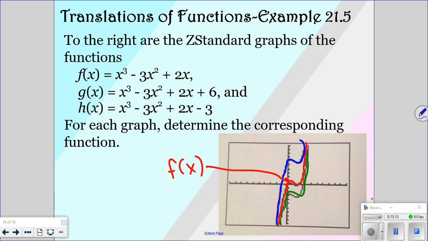And then which one would be this blue one? Well, which one got shifted up by 6? The one that says plus 6. So g of x is going to be the blue one. It's going to be on top. And which one would be the green one? Well, the one that got shifted down by 3. That's going to be h of x. Okay? And so that's how that would work. You're just shifting the graph either up or down, depending on what the number is.